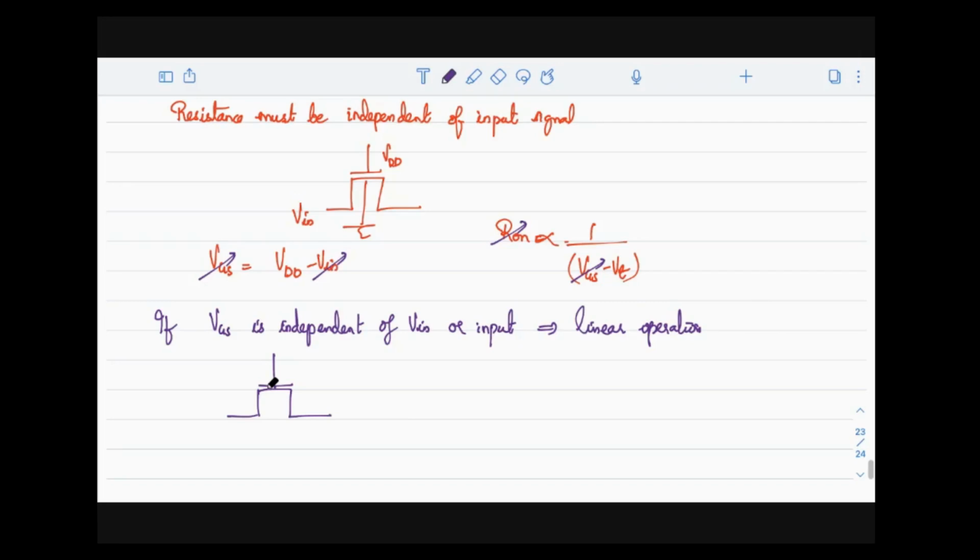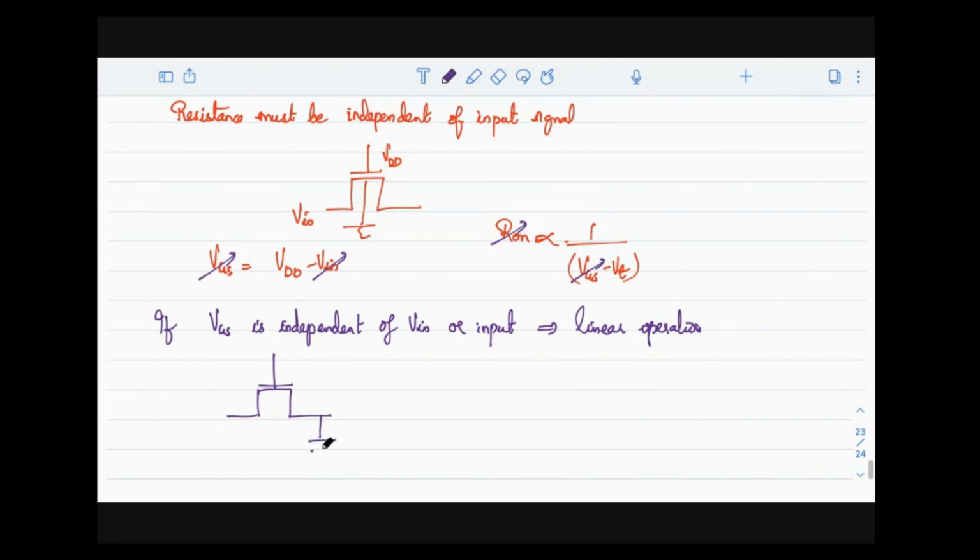Now I cannot make Vin always equal to VDD, because Vin is something which is coming into your sampling circuit. If your Vin is always a constant, then we have no problem and no need of sampling. What we can do is make the gate potential VDD plus Vin. Yes, exactly, that is what we are looking for. Correct. So look at this.